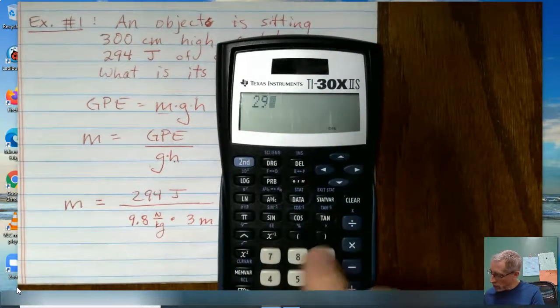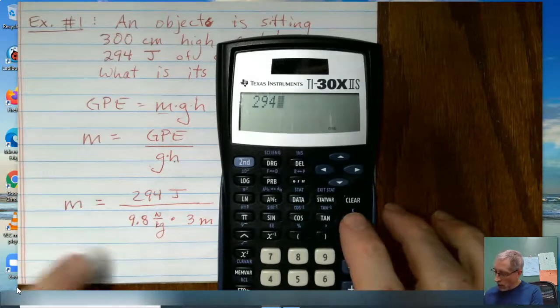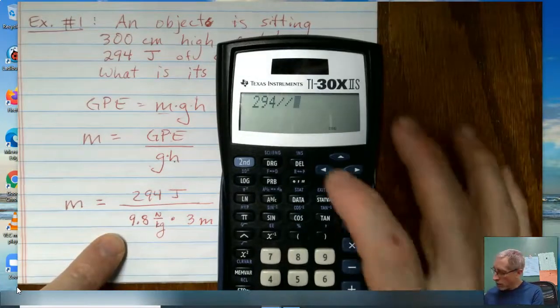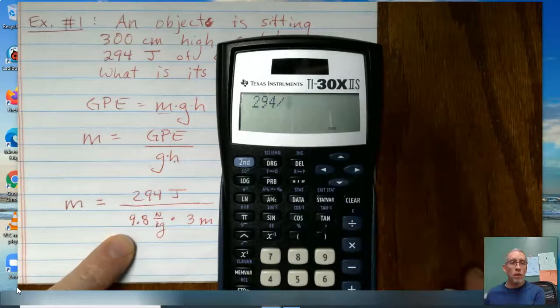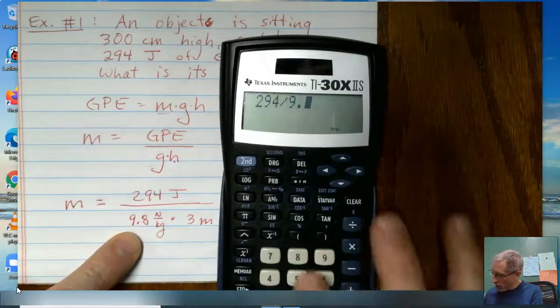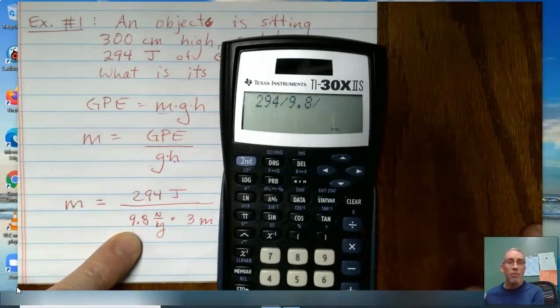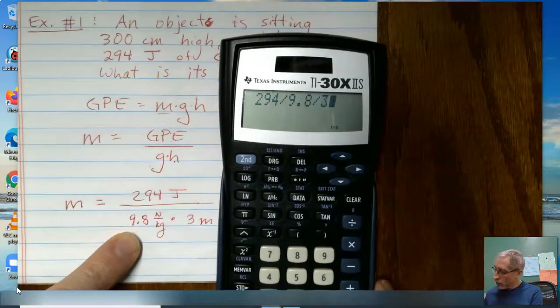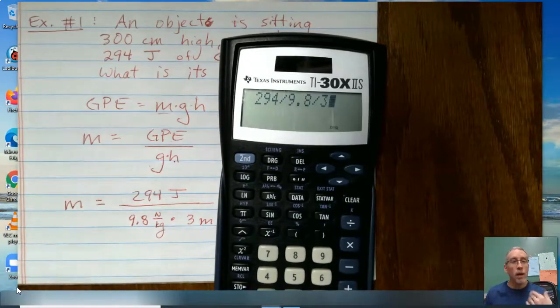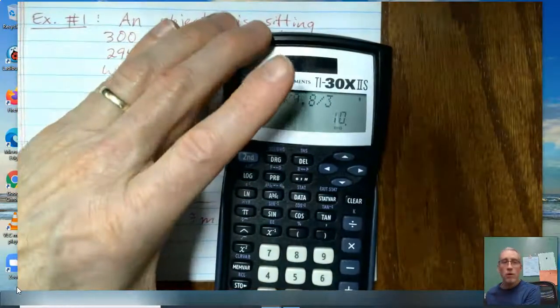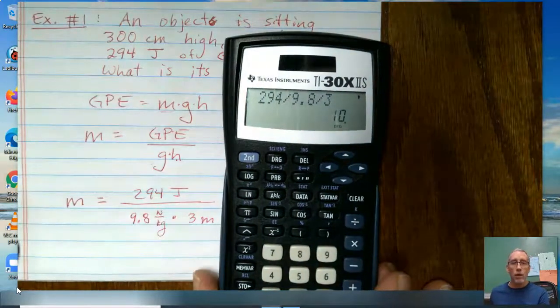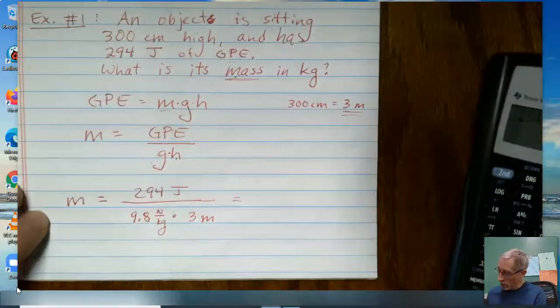So we hit 294, and then each number we're dividing by, we just hit the divide by key. So we hit divide by 9.8, and then we hit divided by again. So that's really what we're doing. We're dividing by 9.8, and we're also dividing by 3. Okay? Then you hit enter, and you get 10. You see the answer there.